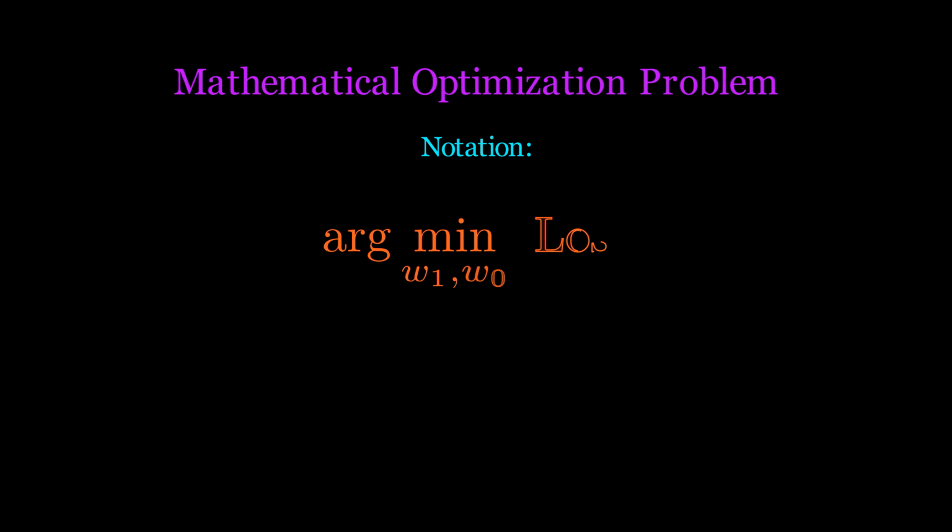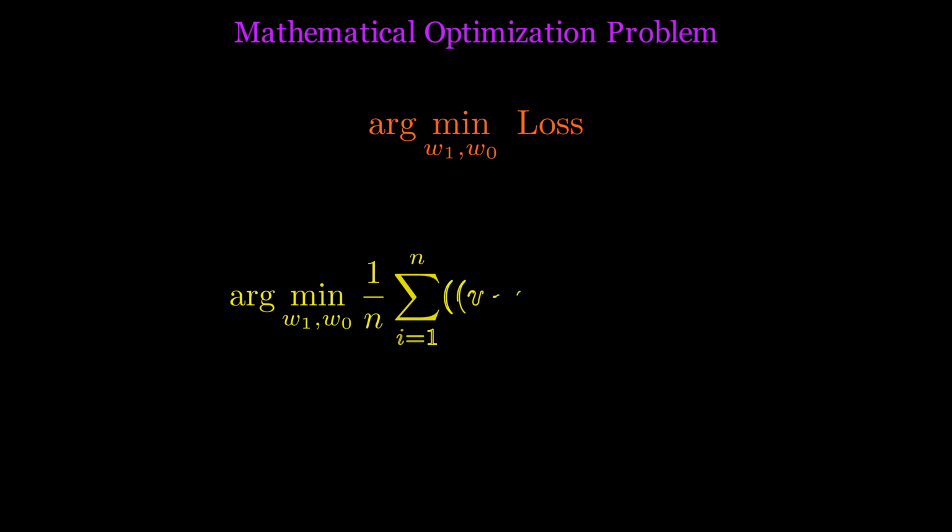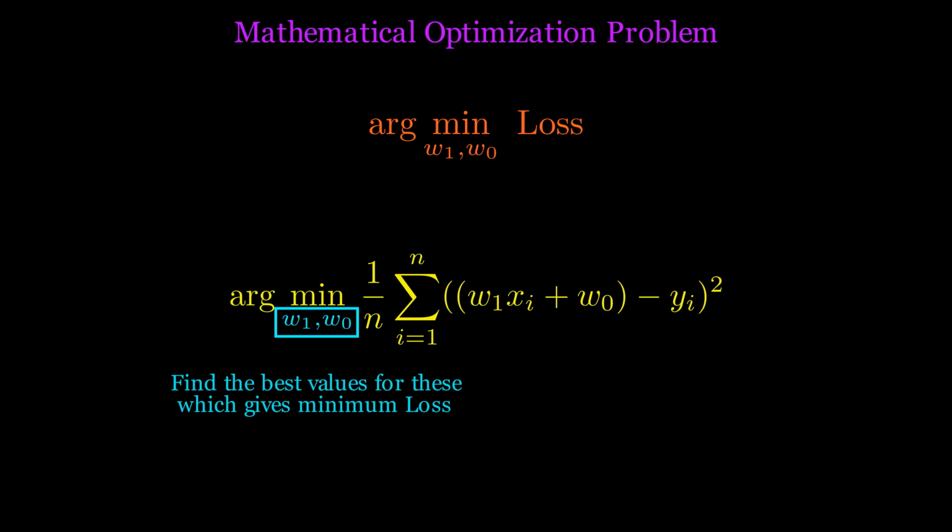Now let's translate everything we've learned into a formal mathematical optimization problem. This is the standard language of machine learning. We write our goal as arg min over w1 and w0 of loss. Whenever you see arg min, remember, it's just a professional way of asking, what are the best values for w1 and w0 to make the loss as small as possible? By solving this, we find the sweet spot where our model makes the most accurate predictions.